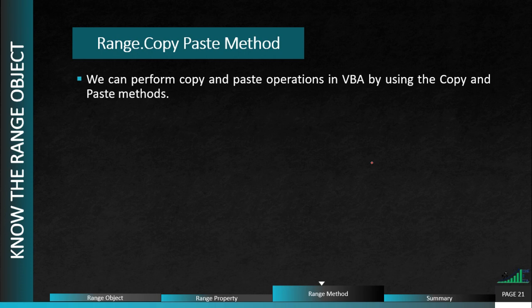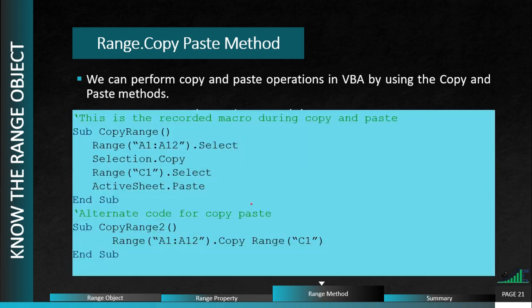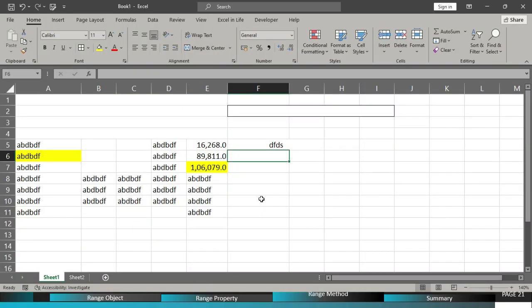Range dot copy paste method. For copying, we use this for copying and pasting. Here I have written two things. If you do the copy paste method through VBA recording, suppose I run my macro.